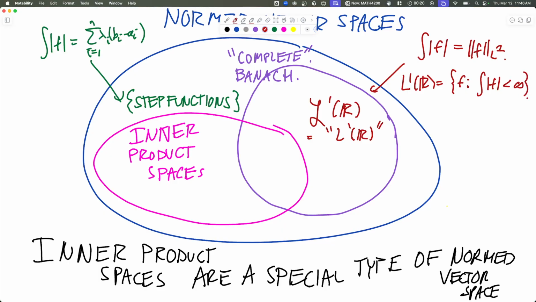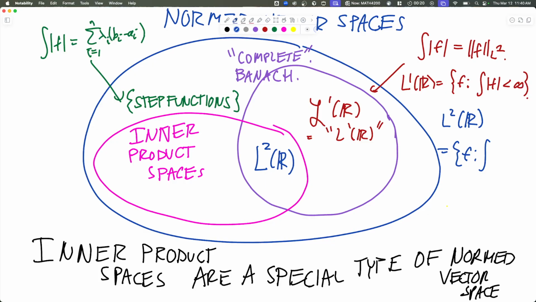And the main important example that we're doing, and the reason we did all the work in chapter 2 to define the Lebesgue integral, is this space called L2 of R. That's the main example that we want, and it lives in this intersection. It is both a norm vector space and an inner product space and a complete space. It's all three. It has all the nice properties that you would want. And this space L2 of R is very similar to L1 of R. It's the set of all functions f.